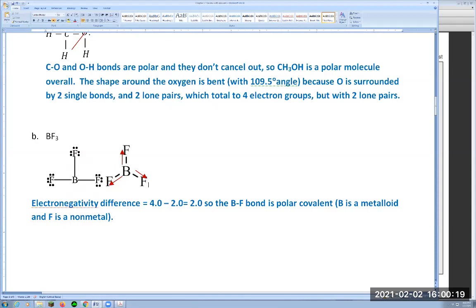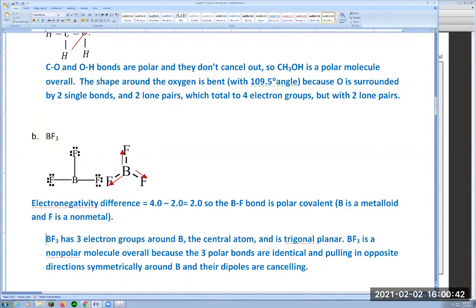If you imagine that you are pulling in the direction of these arrows, and pulling equally in those 3 different directions, you can imagine that your molecule will go nowhere. It cancels out, and overall the molecule is non-polar.